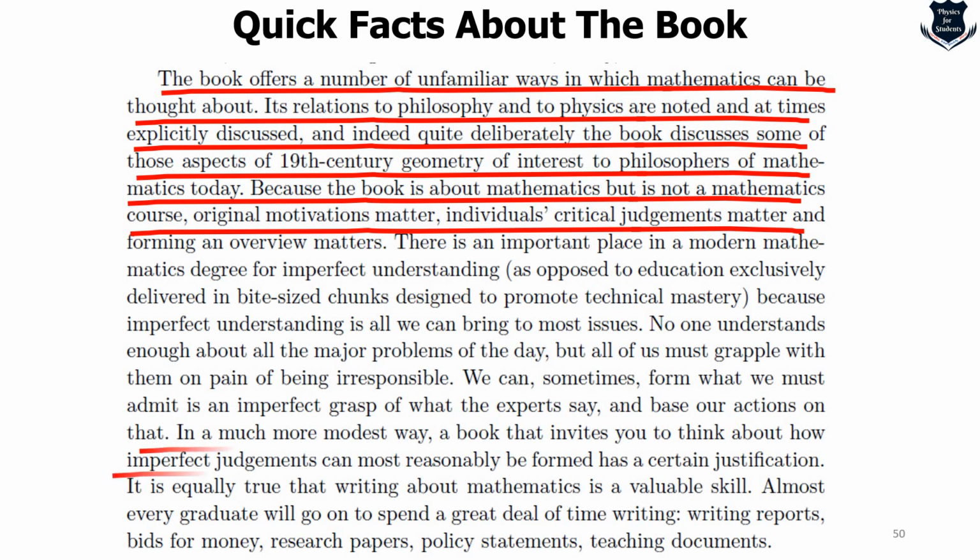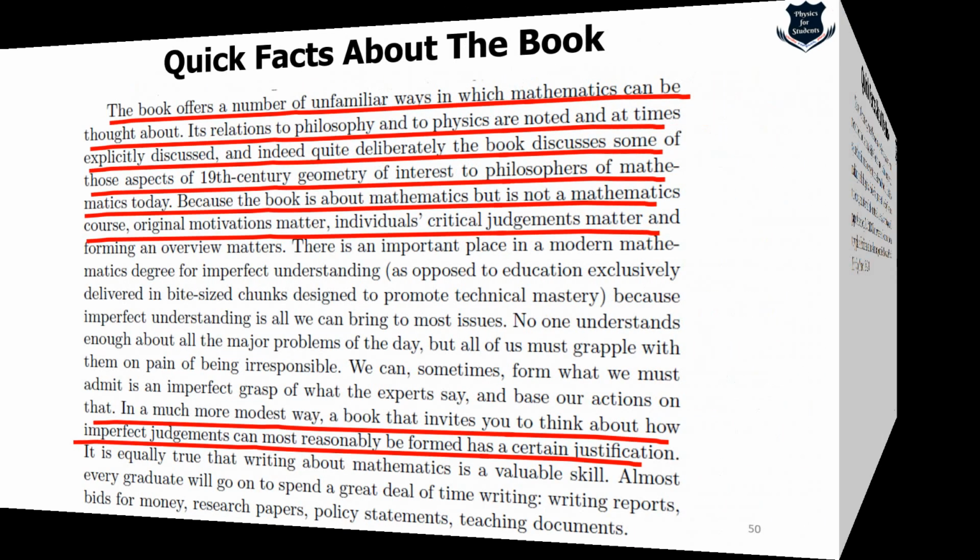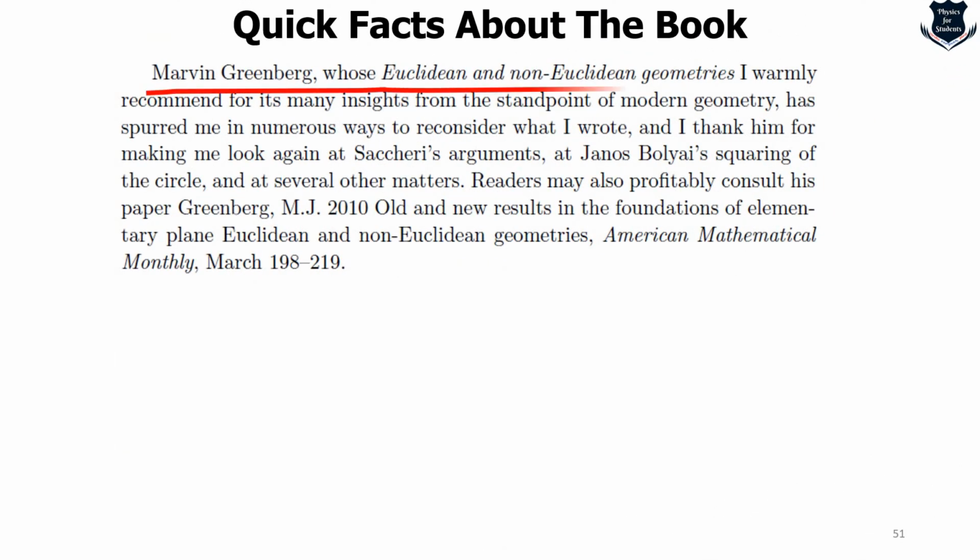This is very important. Also, this part is important, which I am highlighting now in red. In a much more modest way, the book invites you to think about how imperfect judgments can most reasonably be formed and have a certain justification. So how do you actually form a judgment that this is right and this is wrong? That part is also covered in the book.